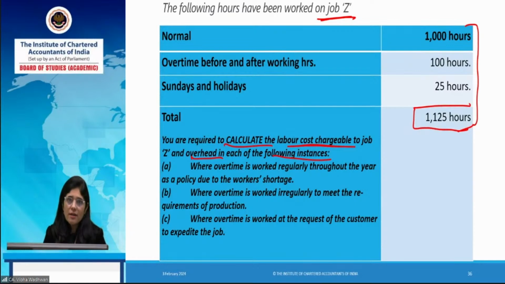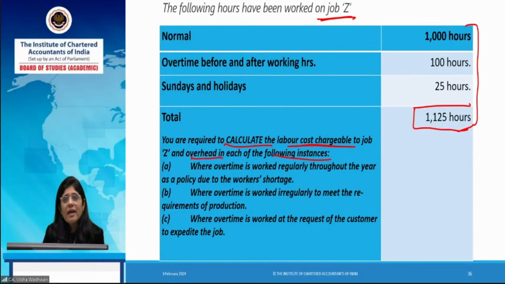Number one, when overtime is part of normal activity. That means every Sunday you have to work, every holiday you are working. It's a normal feature that every Sunday and holiday you are generally working. That means the total hours are your normal time only. Even though it is overtime, you work like that anyway. So in that case, the total cost, including overtime, becomes your direct cost.